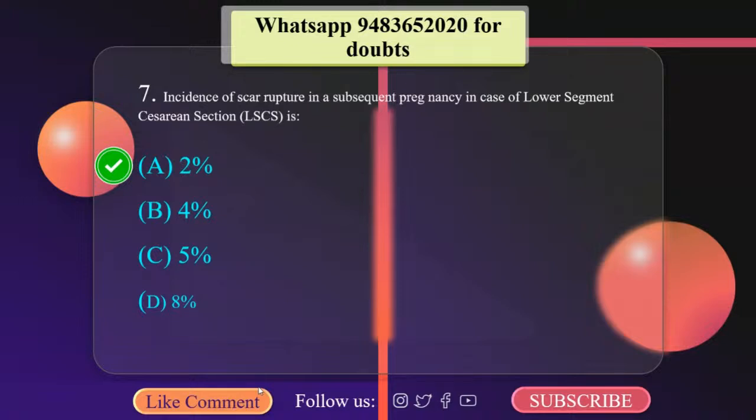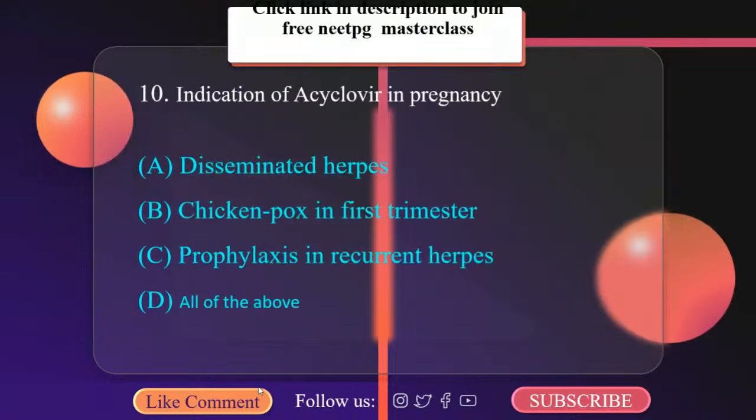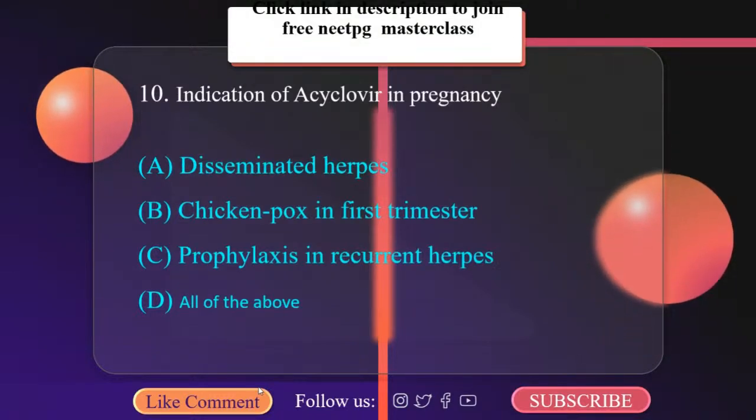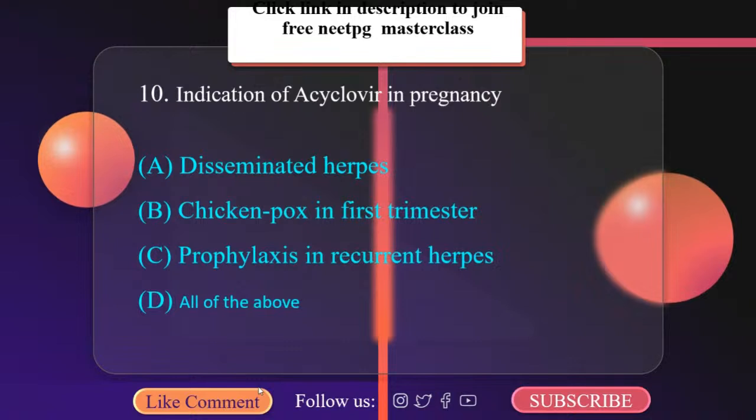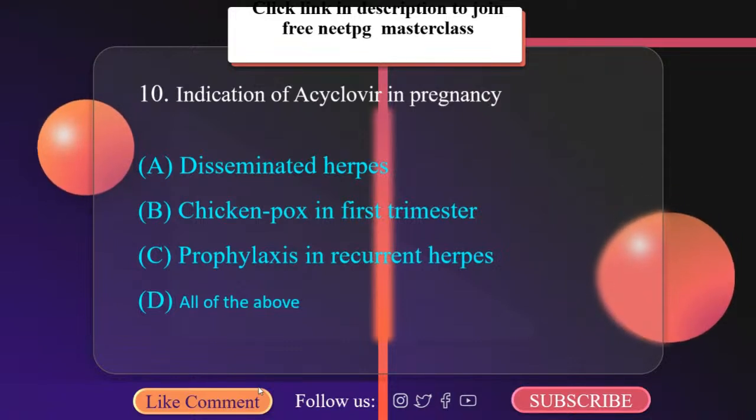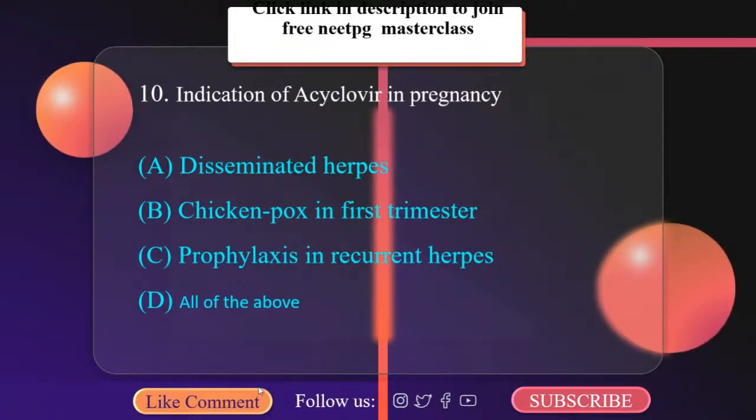Indication of acyclovir in pregnancy. A. Disseminated herpes, B. Chickenpox in first trimester, C. Prophylaxis in recurrent herpes, D. All of them. Well, it is all of them.